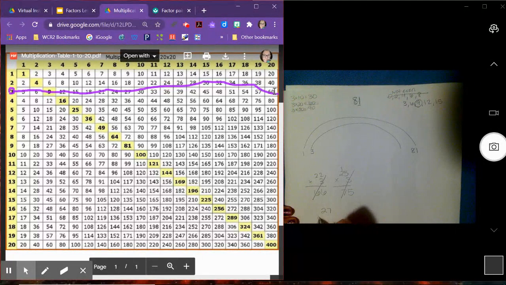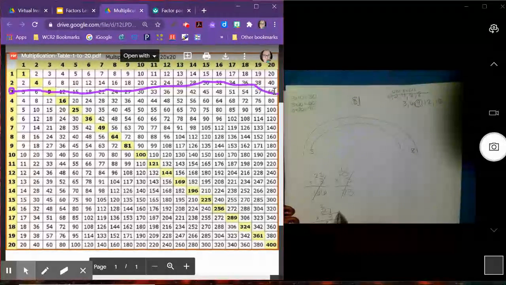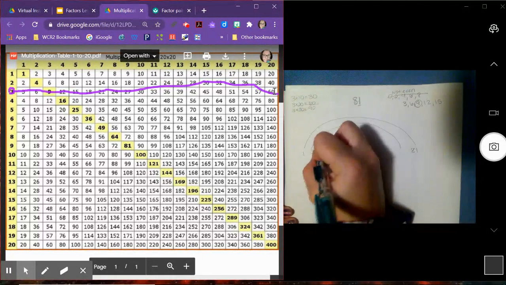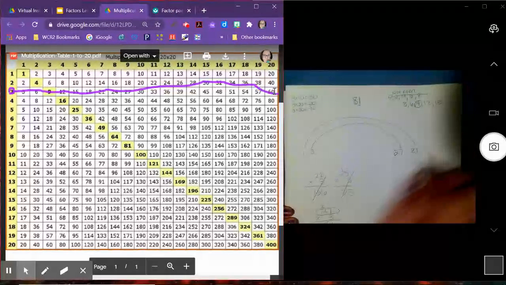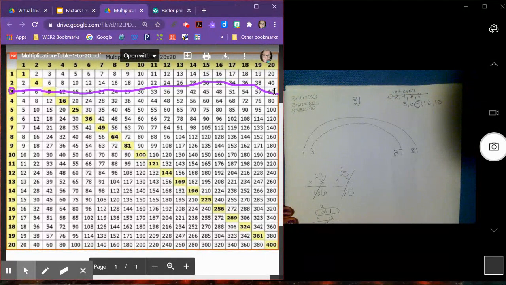I'm going to skip to 27. Try that one. 3 times 7 is 21. How would I know all these facts? Because I have my multiplication chart right there. 3 times 2 is 6, plus 2 more is 8. Ding, ding, ding. We hit the jackpot. We know that 3 times 27 is 81. You guys get that? Okay.